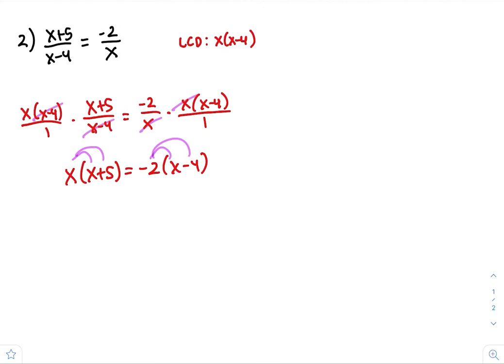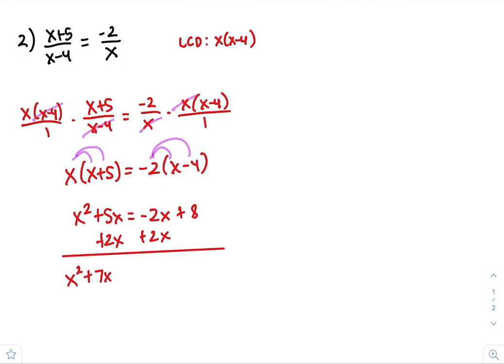Distribute: x times x is x squared, x times 5 is 5x, equals -2 times x, which is -2x, and -2 times -4 is +8. Alright, so again, we're dealing with a quadratic, right? Highest degree is 2, so let's move everything over to the left-hand side so that the whole equation is equal to 0.